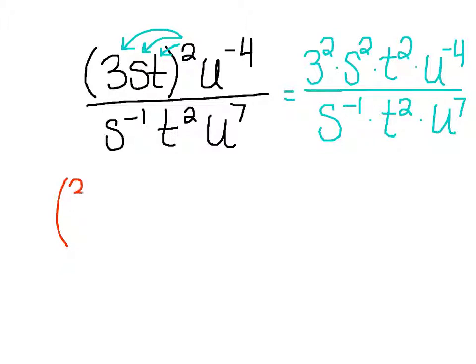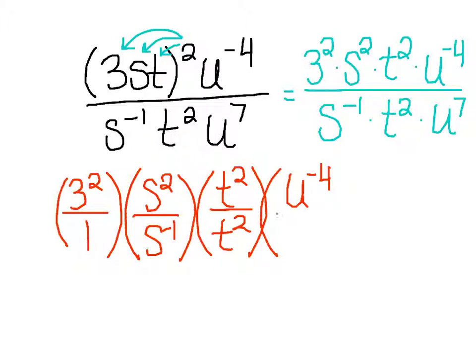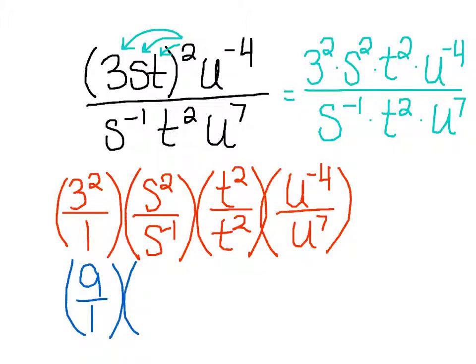So I'm going to have 3 squared on top, 1 on the bottom together. I'm going to have s squared on top, s to the negative 1st on the bottom together. Then I'm going to have t squared over t squared together. And finally, u to the negative 4th over u to the 7th together. Now let's simplify each of the insides. We have 3 squared over 1, so that's 9 over 1, times s to the 2nd divided by s to the negative 1st. Well, that s to the negative 1st is going to move to the top, and we're going to have s to the 3rd over 1.